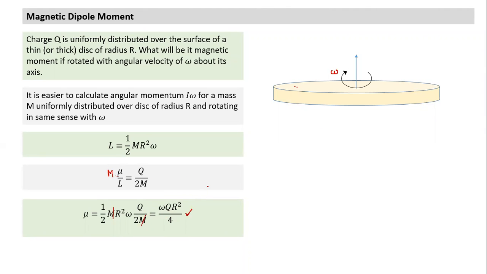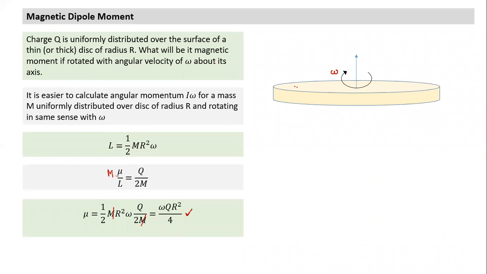Sir, this relation will be true for all rotating charges? Yes, I have mentioned a condition. What condition? The charge distribution nature has to be similar to mass distribution nature. As long as the charge is distributed in the same manner as the mass is, the ratio will remain constant.